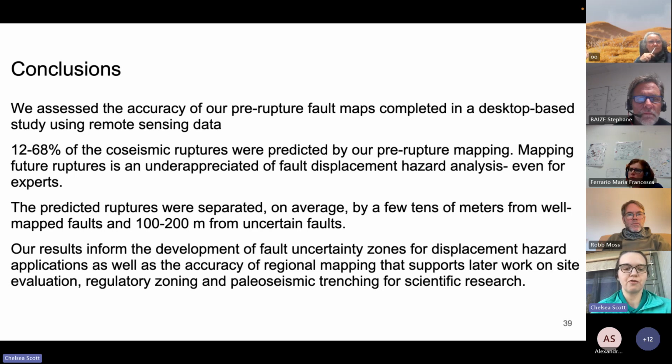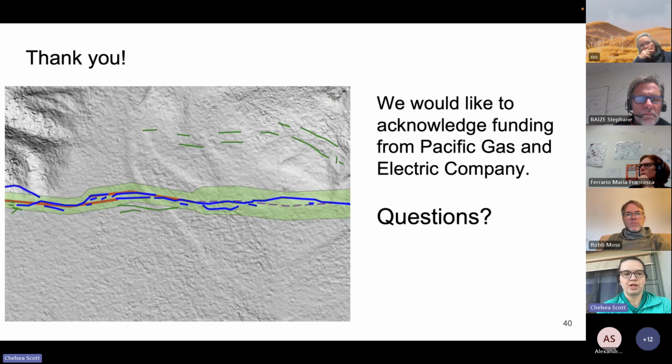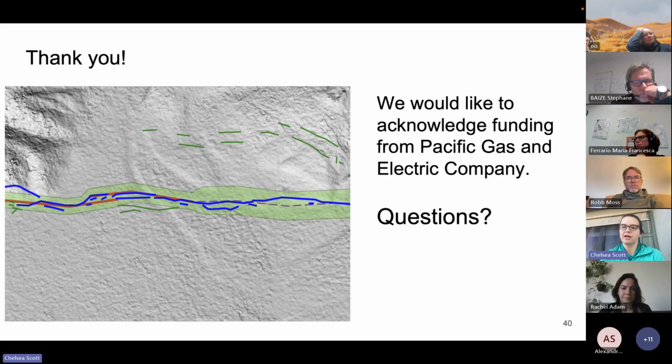And our results inform the development of fault uncertainty zones for displacement hazard applications, as well as the accuracy of regional mapping that supports later work on site evaluation, regulatory zoning, and paleoseismic trenching. So that's the end of our presentation, and I'd like to thank everyone here for listening to our presentation today. And I'd like to acknowledge the funding that we've received for this work from Pacific Gas and Electric. We'd be happy to take any questions.